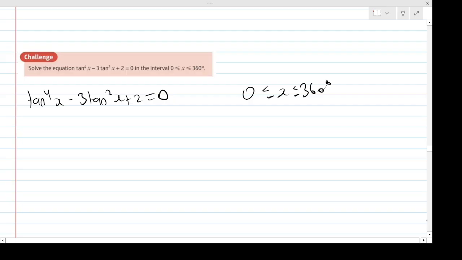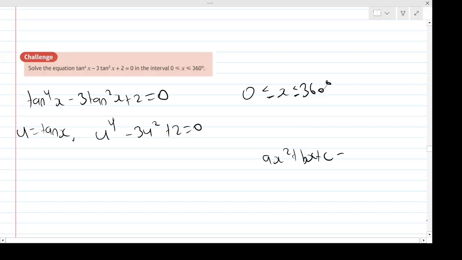Well, again, if I then said that u is tan x, then we would get the quadratic u to the 4 minus 3u squared plus 2 equals 0. Hopefully you see that, right? If u is tan x, then tan to the 4 is just u to the 4, and so on for squared. Anyway, that's my quadratic for u. But obviously it's not a quadratic, because I have a u squared and a u to the 4. I like my quadratics looking like ax squared plus bx plus c. That's what I can work with. But I have u to the 4, u squared.